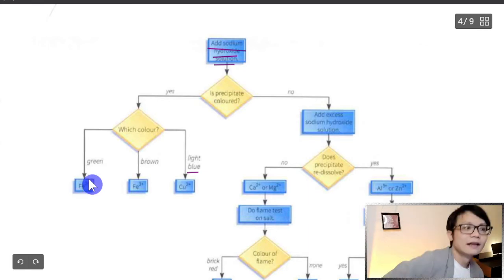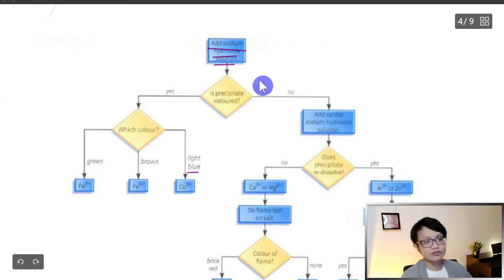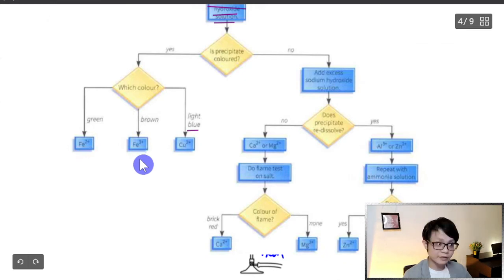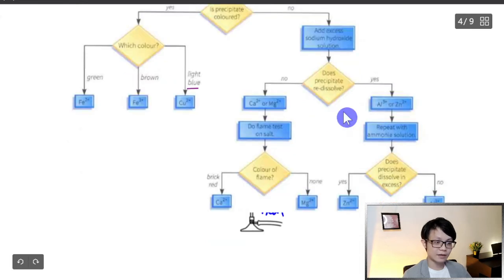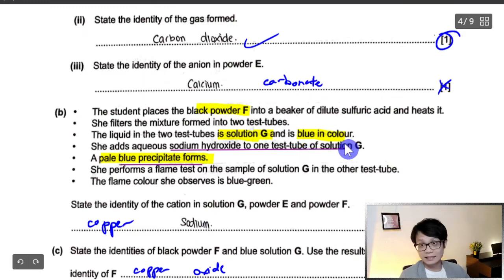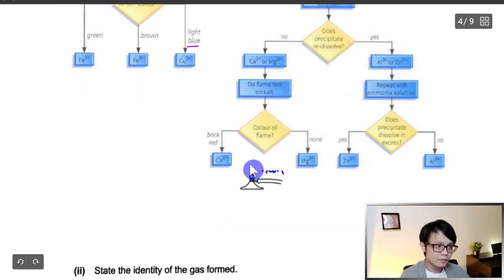When we talk about adding sodium hydroxide, if it is blue, then it will be copper. If brown, then it will be what? But if there is no precipitate, then it could be calcium, magnesium, aluminum, or zinc. So yeah, this is what we need to memorize. But if you memorize this diagram, then I think it will be a bit easier to do this question.